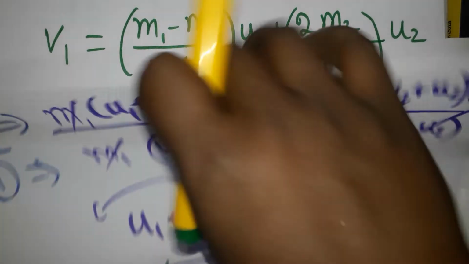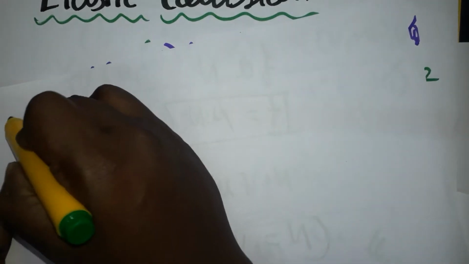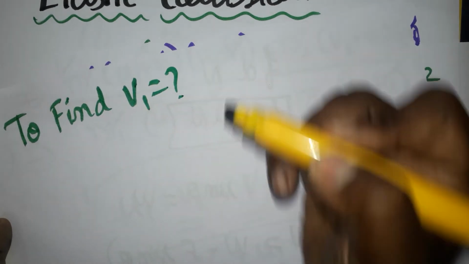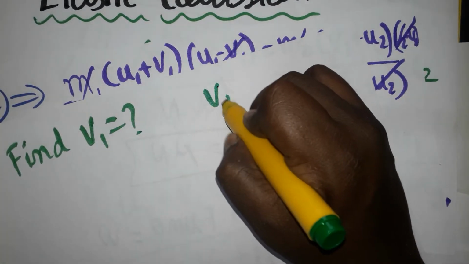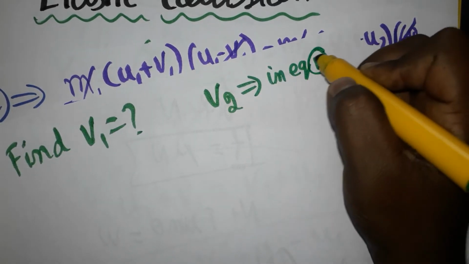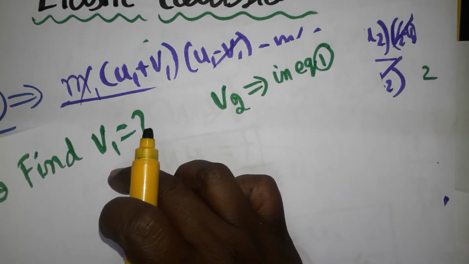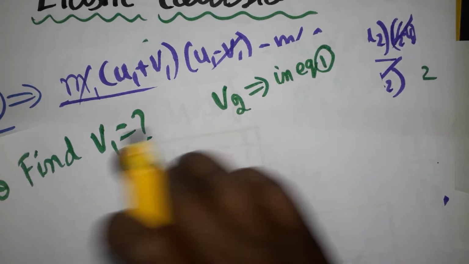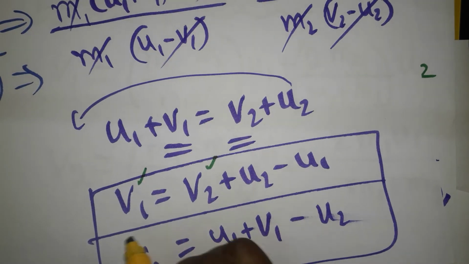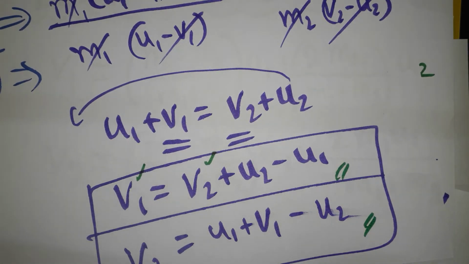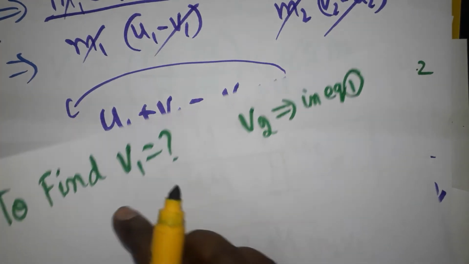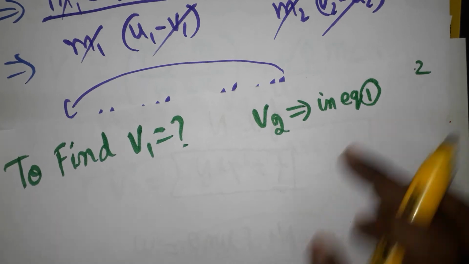The first one: to find v1 velocity. I don't know what v1 velocity is. This time we have to substitute the v2 equation in equation number 1. In equation 1 you should substitute the v2 value if you want v1. The opposite way, if you want v2, substitute the v1 value in equation 1. Very simple. So I have both equations, v1 velocity and v2 velocity, and I know equation 1 also. Now we are going to find v1 velocity. If you want v1 velocity, you should substitute v2 in equation 1.